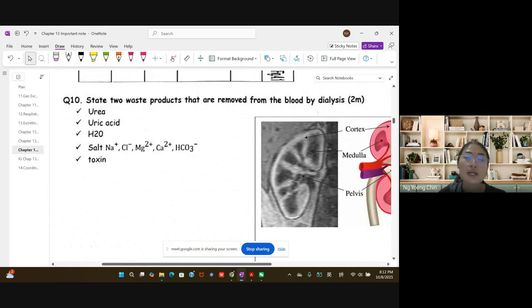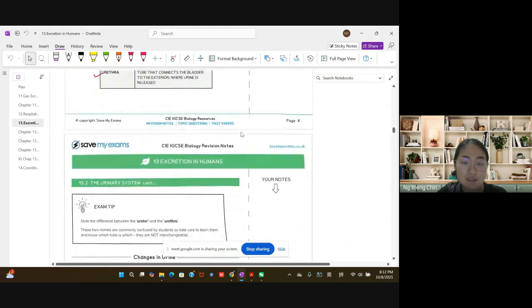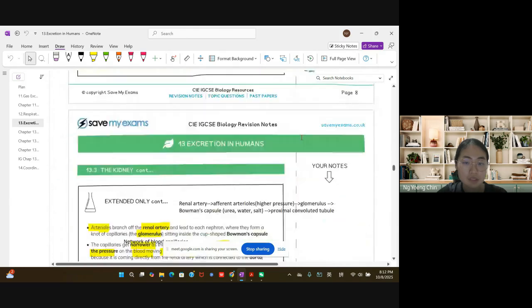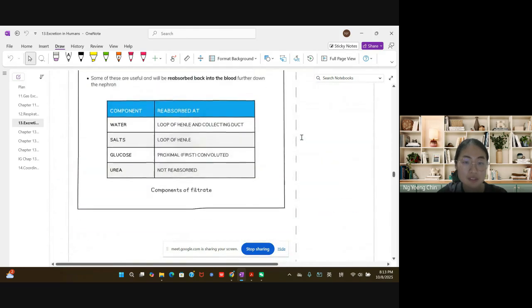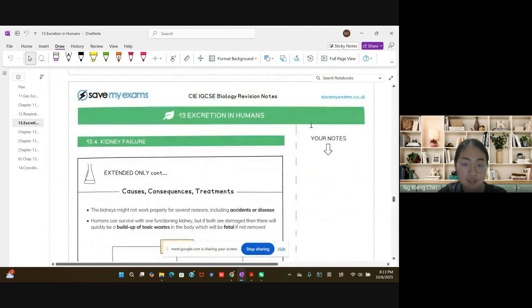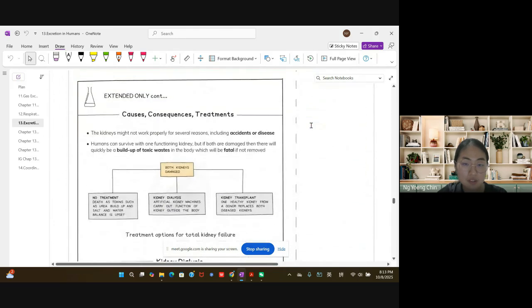Okay, so what kind of waste product can be removed from the blood by dialysis? Do you know what dialysis is? Dialysis is a kind of machine. So today we talk about dialysis. Let me show you this dialysis. We almost finished chapter 13. Okay, dialysis machine.